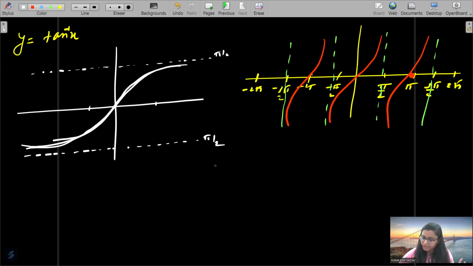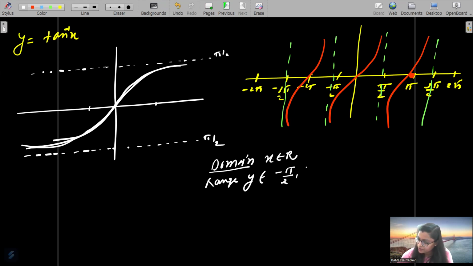Then what about the domain and range? So first of all, domain. It means where the curve lies. And here we see the curve lies for x belongs to all R, right? x belongs to R. Then what about the range? See our curve lies between minus pi by 2 and plus pi by 2. So y belongs to minus pi by 2 to pi by 2 in open interval, right? So this is the graph of tan inverse x and the domain and range is this.